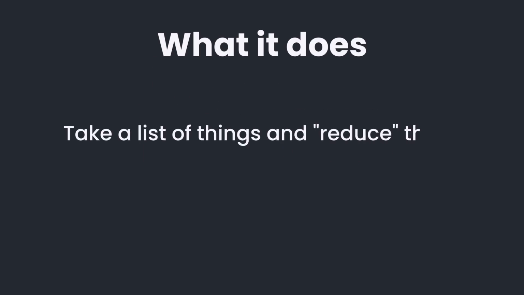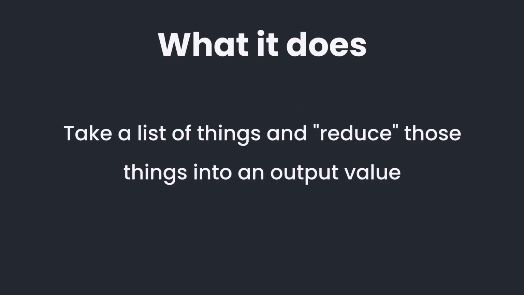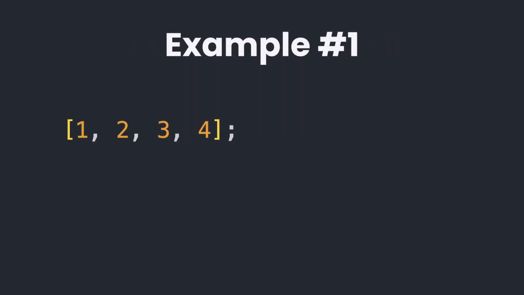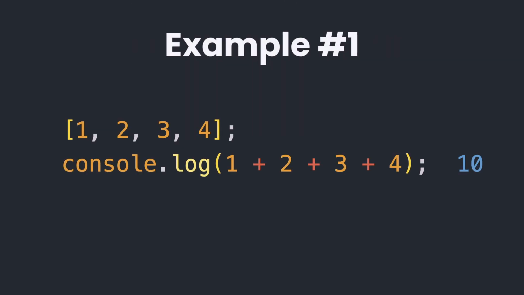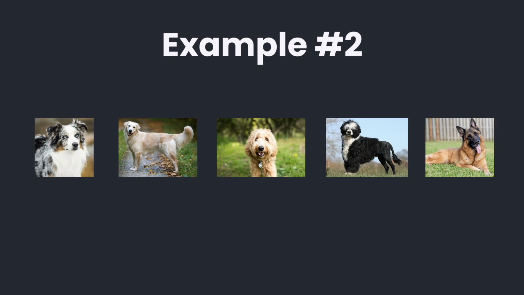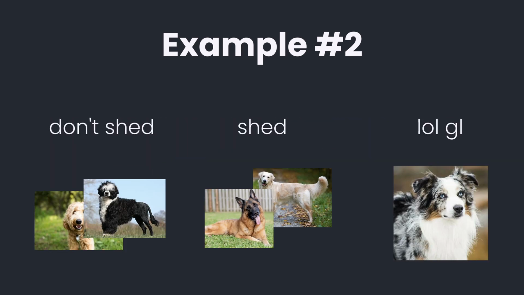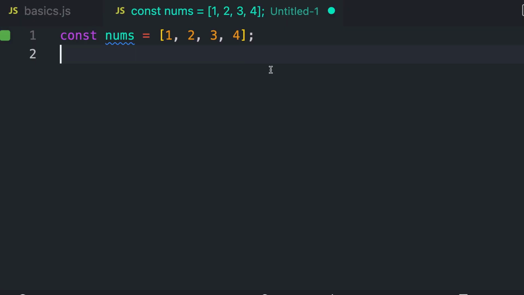In simple terms, the purpose of array reduce is to take a list of things, then squish or reduce those things down into some output value. As a simple example, maybe we have a list of numbers and you want to get the sum of all of those numbers. Another example would be taking a list of, say, dog breeds, then separating them by how much they're going to shed all over your nice new couch. Let's take a look at a simple example.